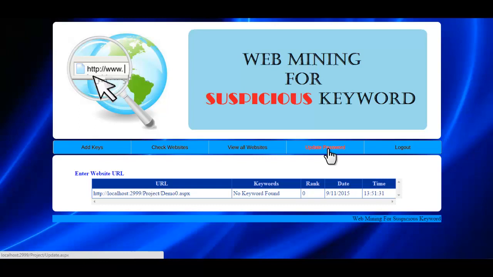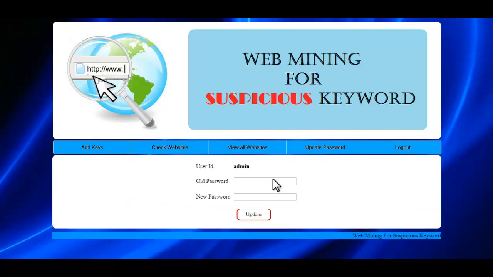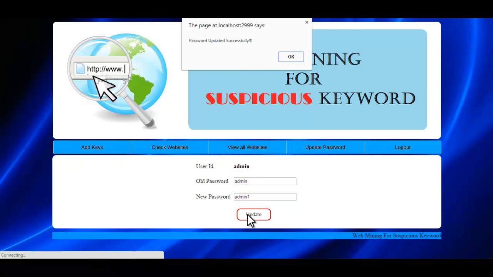The next option is update password. Here the user ID will be fetched automatically by the system and the admin needs to enter the old password, and here the new password that it wants to set. Just click on update. Here the message is shown: password updated successfully.